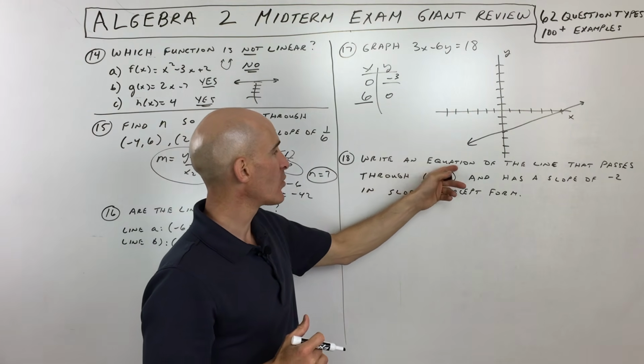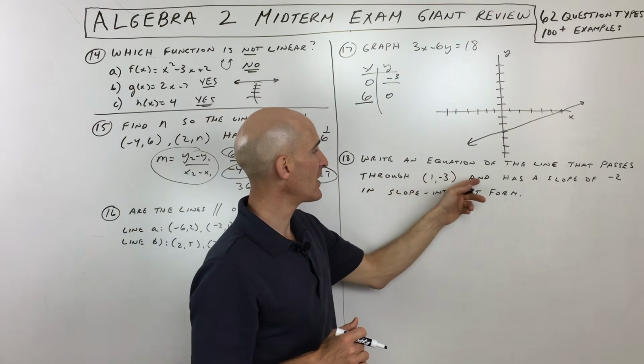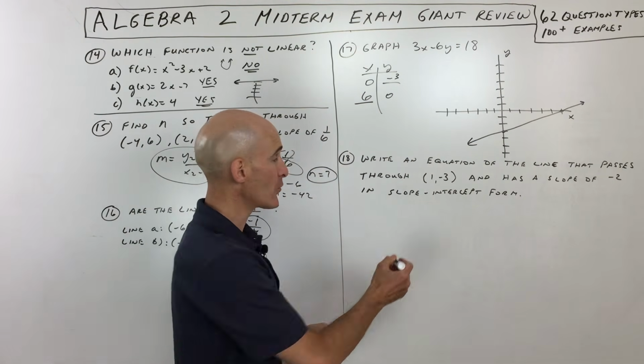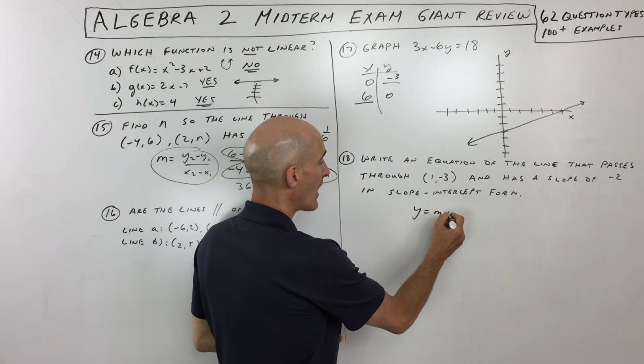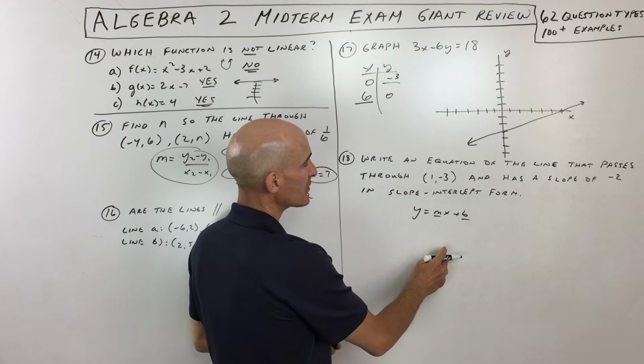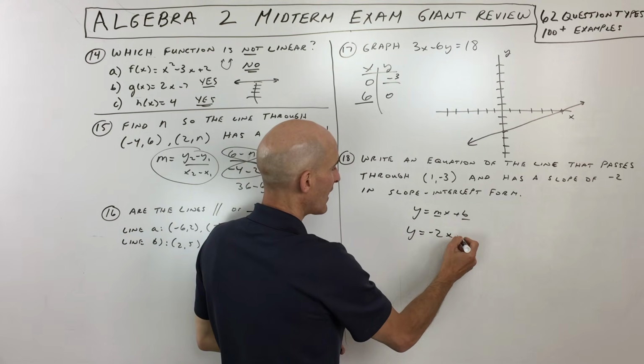But let's keep going. As we go through these problems, we're going to get more challenging. This is write an equation of a line that passes through (1, negative 3) and has a slope of negative 2 in slope-intercept form. So remember, slope-intercept form is the y equals mx plus b form. We have to find the slope, we have to find the y-intercept. Well, they tell us the slope is negative 2, so let's put that in for m.